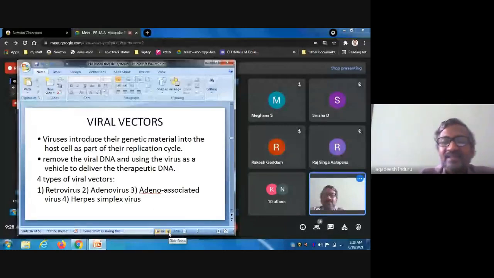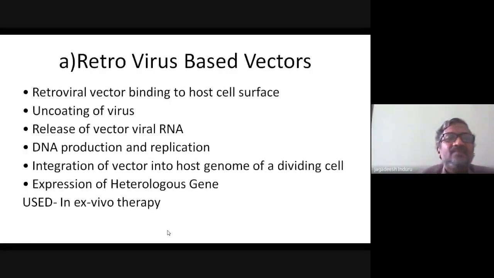So the first one in this case is retrovirus based vectors. In the retrovirus based vectors, the retroviral vector binds to the host cell surface, that is the patient's cells, the normal host, as we call them, and then uncoating of the virus takes place. Most of the time the binding has a specificity. The host cell surface has a particular specificity.